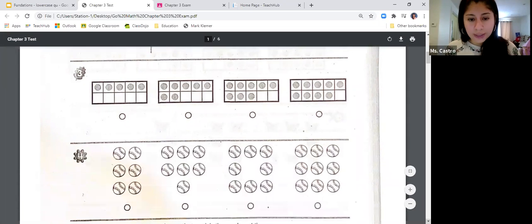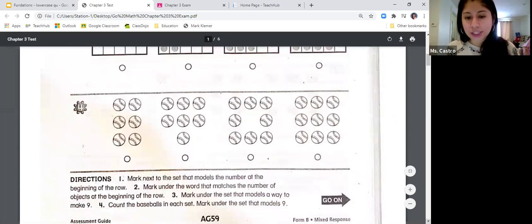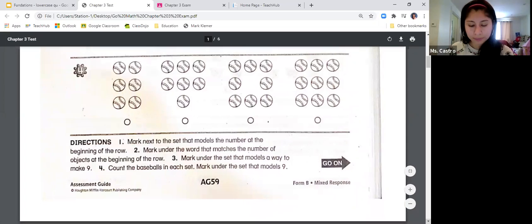Question 4, looking at the baseballs, they want you to count the baseballs in each set and then mark under the set that models 9. So you look for the group of baseballs that has 9. Now for this one, you might want to label it only because of the way that they put some of the baseballs, some of them are in the shape of a circle, so you want to make sure you're counting correctly, okay? So they want you to bubble in the one that shows you 9 baseballs.